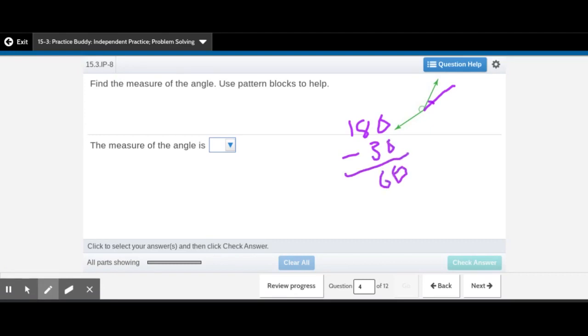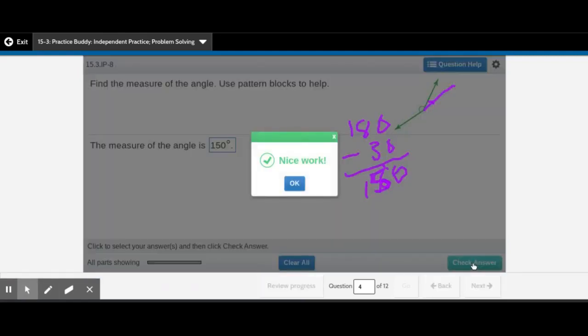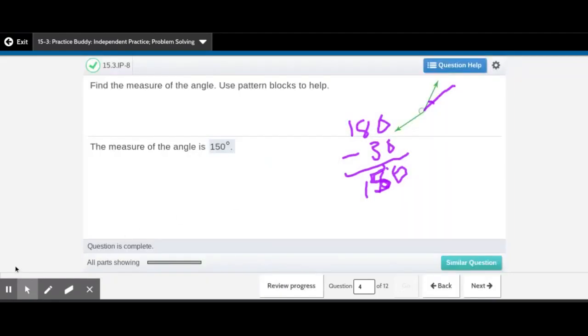That would give me, that's not true. That would give me 150 degrees. So 150 degrees would be what I'm working with. Let's check ourselves. Nice work. We are correct. Let's move on to the next question.